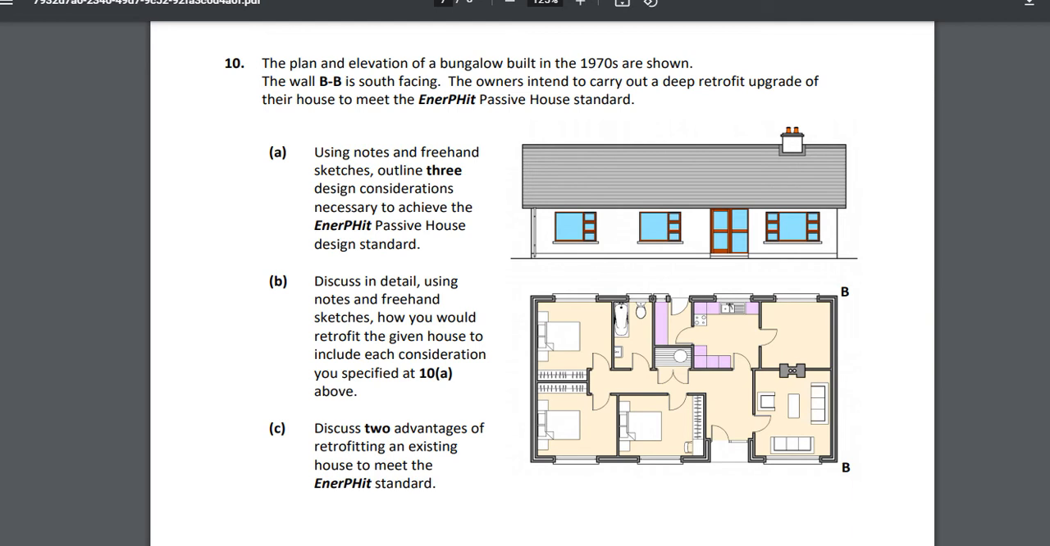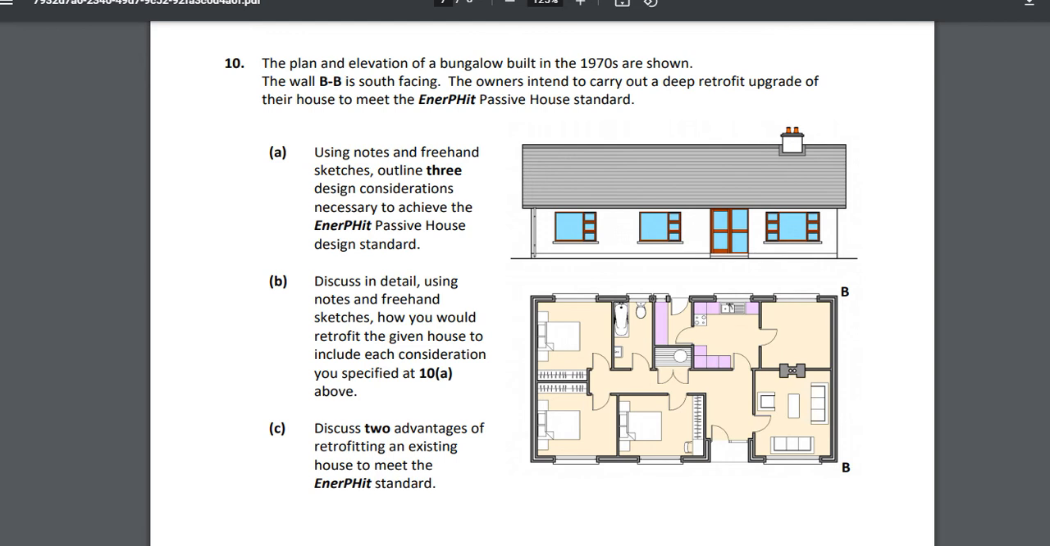We'll go through the question for 2019 first of all. So it says the plan and elevation of a bungalow built in the 1970s are shown. The wall BB is facing south. The owners intend to carry out a deep retrofit upgrade of their house to meet the Enerfit Passive House standard.